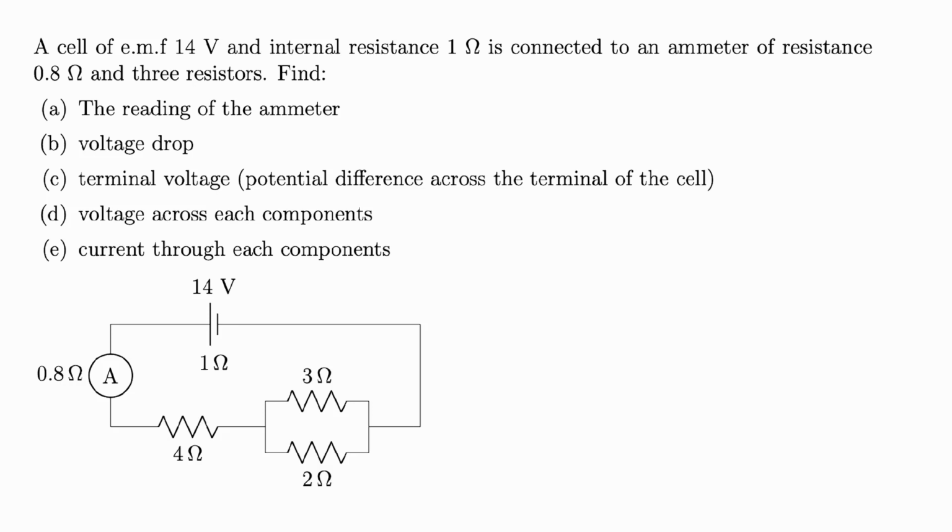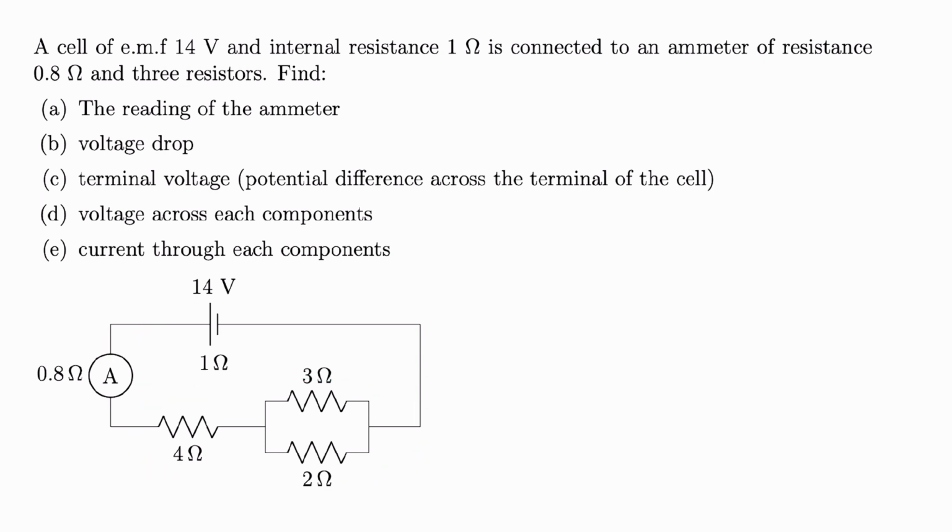In this video, I will be explaining how to solve circuit-based problems. I will cover all the possible questions with the help of the following problem. Here you have a cell of 14 volt and internal resistance 1 ohm. It is connected to an ammeter and 3 resistors.